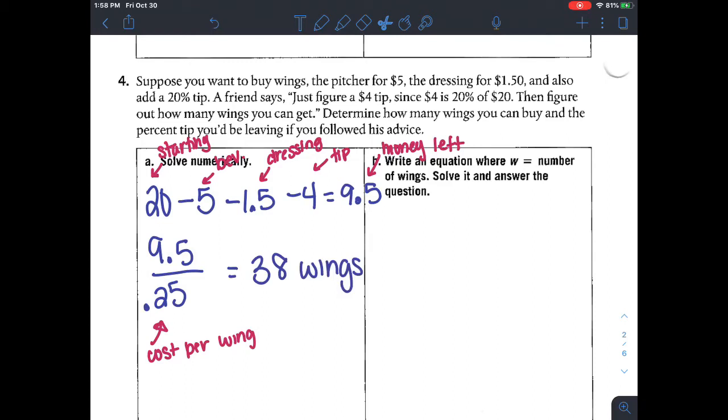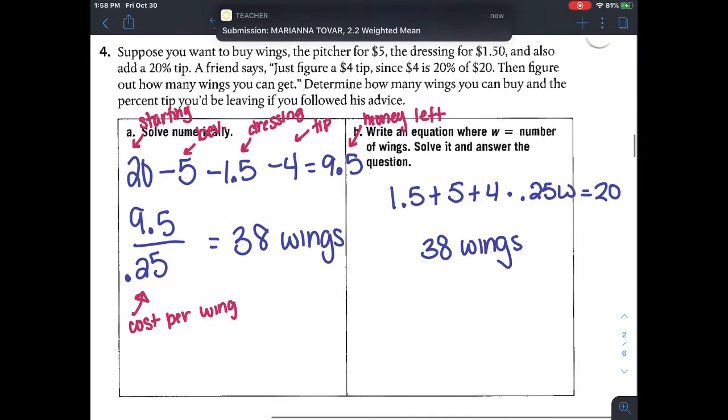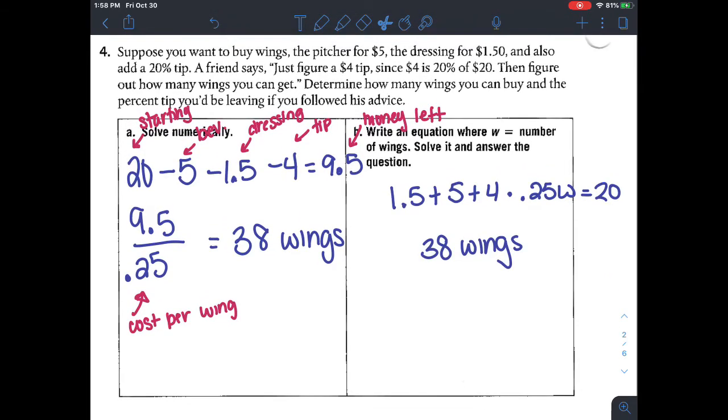Okay, solve this or write an equation, and W is the number of wings. So $1.50 for dressing, $5 for the beverage, $4 for tip. That should be plus, not times. Plus 25 cents per wing will give me a total of $20, meaning that I can buy 38 wings. Okay. Fabulous.